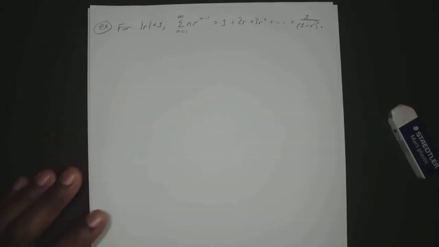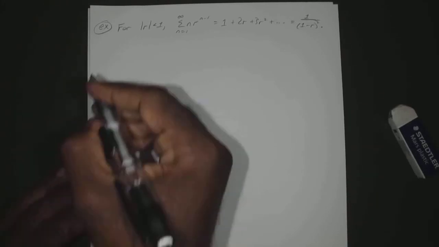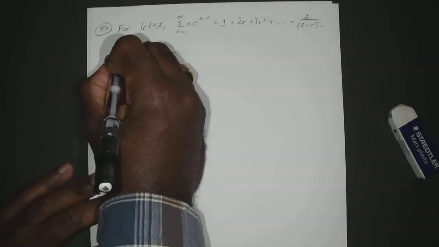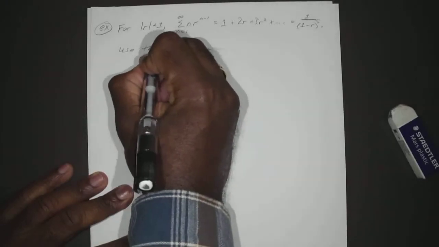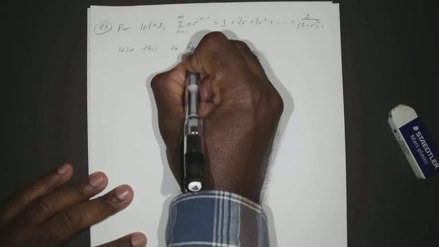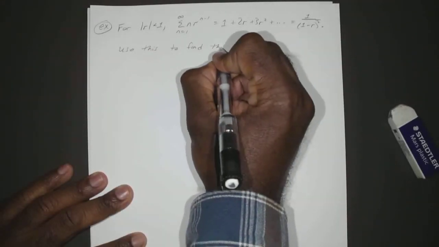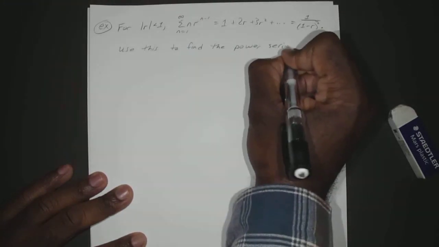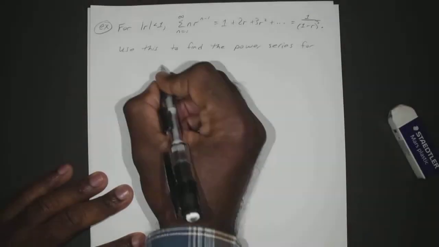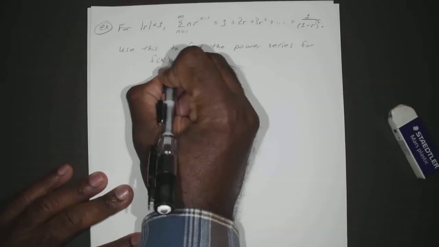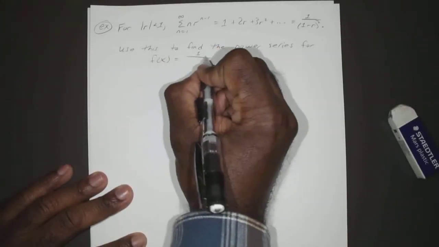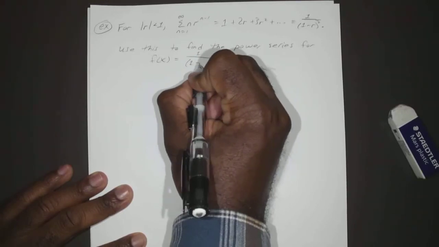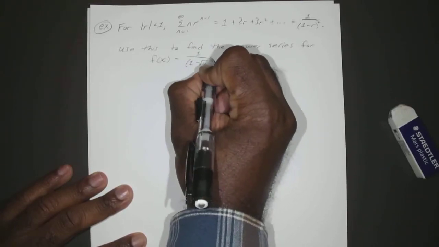Sometimes they'll actually give you their own geometric series and want you to create a power series from that. Okay, so use this to find the power series for f of x equals 1 over 1 minus square root of x squared.